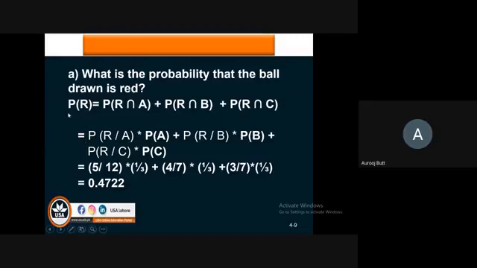So probability of red is equal to probability of R intersection A plus R intersection B plus R intersection C. Just wait a second, class.